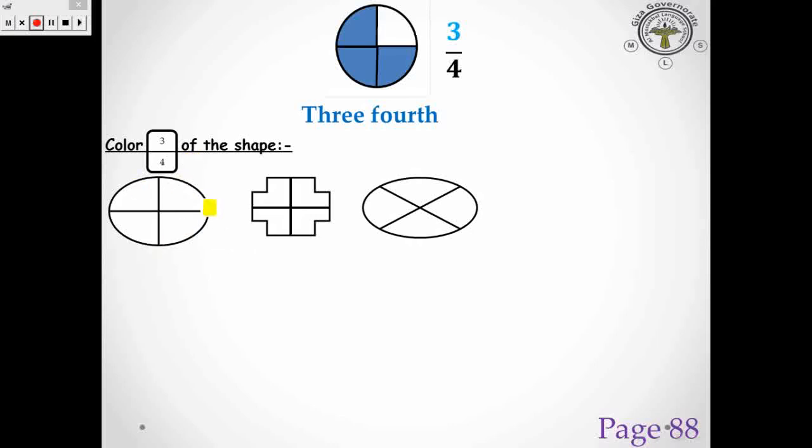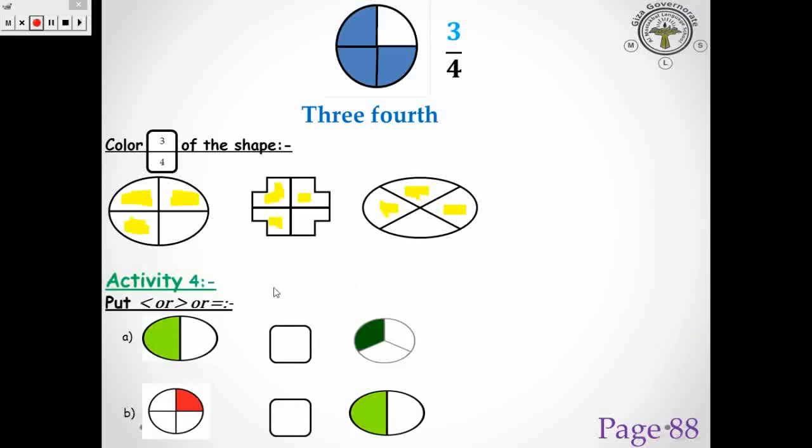Look at this shape. This shape divided into 4 equal parts. We need color 3 parts. 1, 2, 3. Next shape. This shape also divided into 4 equal parts. We need color 3 parts. Next shape. This shape divided into 4 equal parts. We need color 3/4 of the shape. So we color 3 parts. Okay.